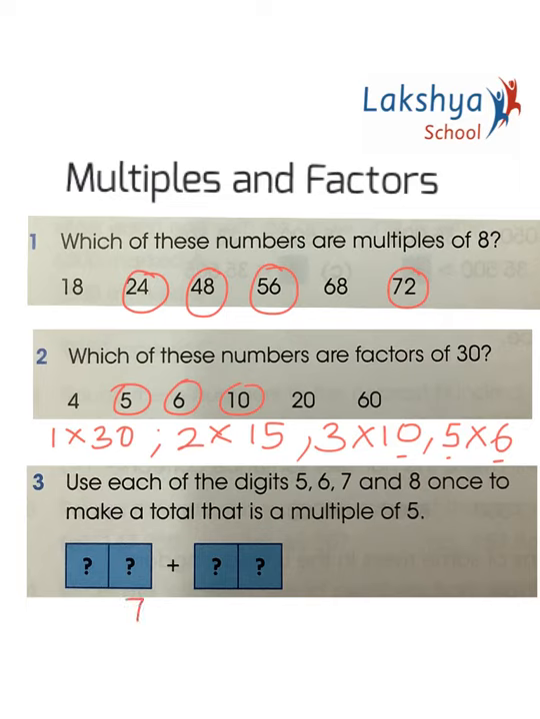So, I write 7 and 8 in the units place so that it ends with the digit 5. Next, I can choose any of the remaining numbers to add up to a number which is a multiple of 5. Here, this is 57 plus 68, or we can even write 67 plus 58.